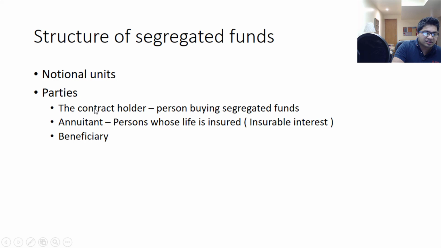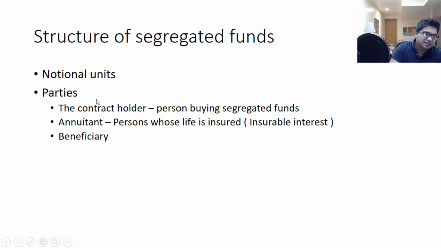Structure of a segregated fund. So there is a concept of notional units. Like I said, when you buy a segregated fund, the investment proceeds are always in the name of the insurance company. You do not make investments in your own name. So in such a case, the insurance company does not give you actual units, but they give you notional units. These notional units are given so that it is easy to track the performance of segregated funds.